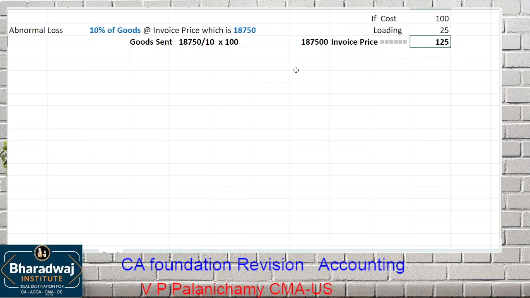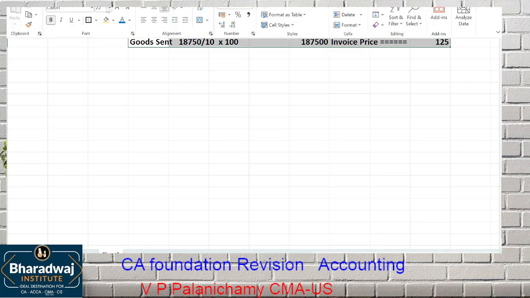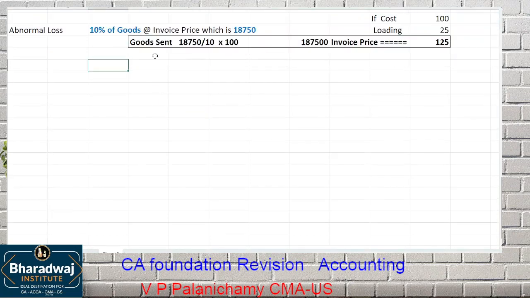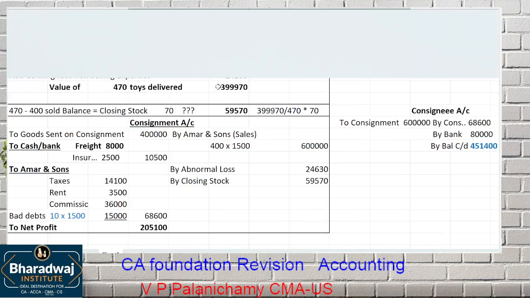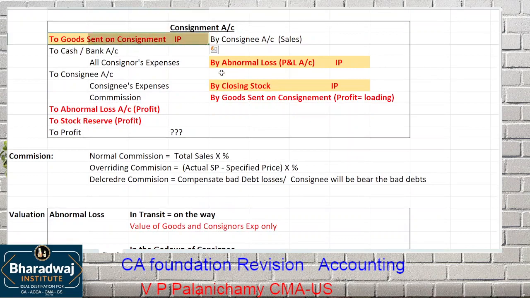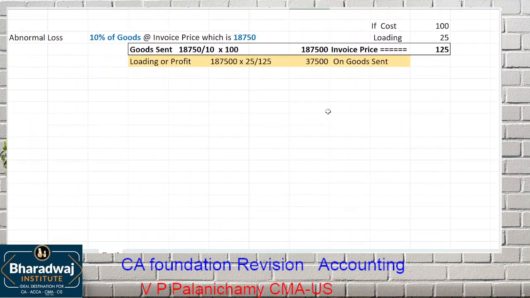Okay. So this is the invoice price of the goods sent. So loading or profit will be 1,87,500 into 25 by 125. This is on which one? Goods sent. This is required for removing the profit. In the first entry only, goods are sent at invoice price. We will remove the loading on the opposite side. For that, this is required.